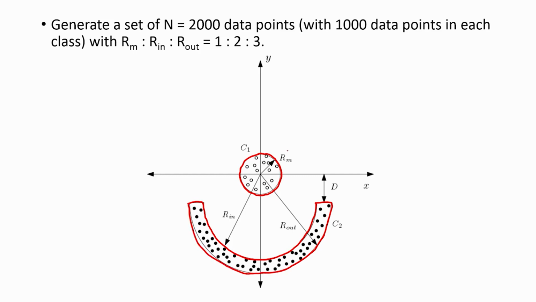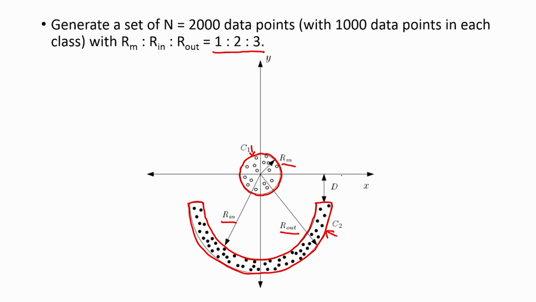The data is generated such that in class C1 you have 1000 points and in class C2 you have 1000 points. The radius of C1 is given by Rm, the inner radius of C2 is given by Rin and the outer radius is given by Rout. The ratio of Rm to Rin to Rout is 1:2:3. You can use various combinations, say 1, 2, 3 or 3, 6, 9 and different combinations to generate the data.